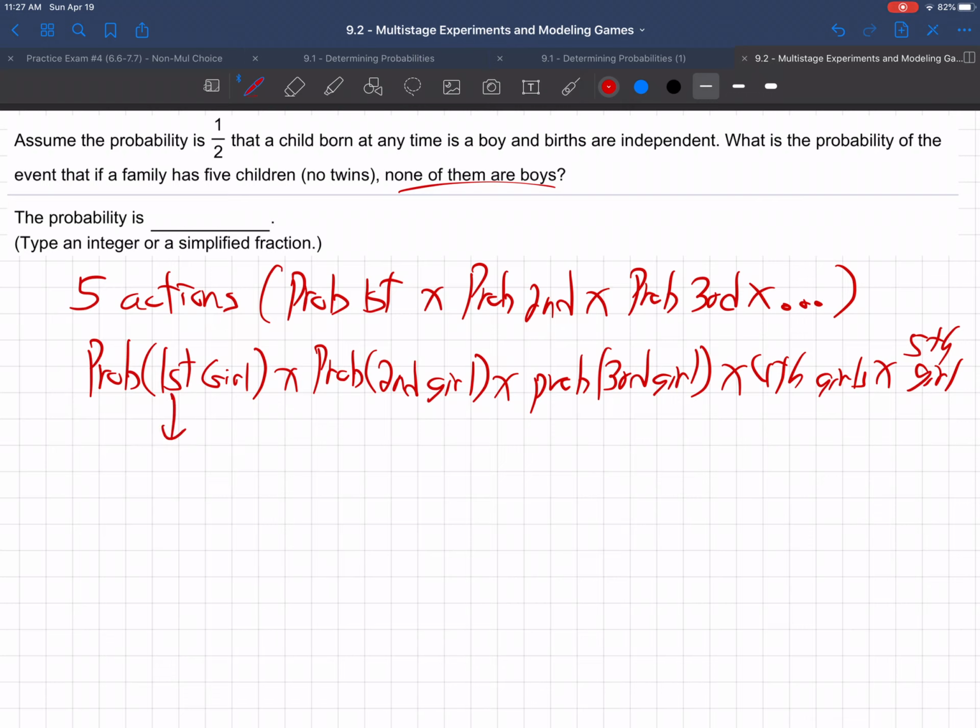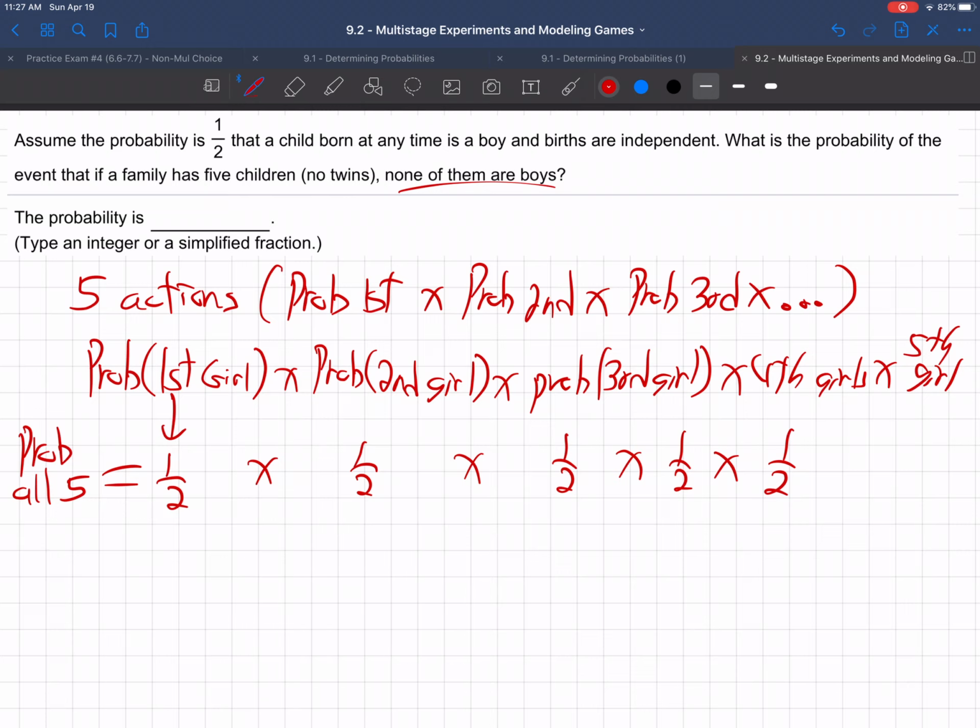What's the probability that you're going to have a girl? Well, it's 1/2. Times 1/2 the second one's a girl, times 1/2 the third one's a girl, 1/2 the fourth one, and 1/2 the fifth one. That's the probability that all 5 are girls. So you multiply those together, and that's 1/32. You multiply all the numerators and all the denominators together. That's the probability of having 5 girls in a row, meaning no boys.